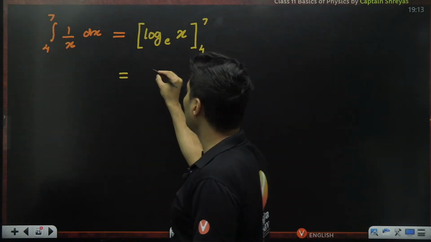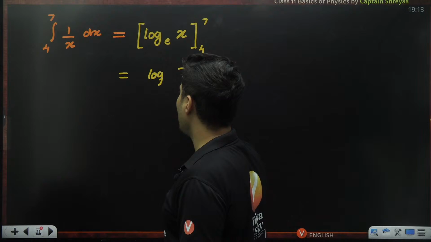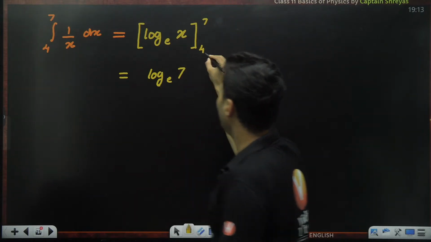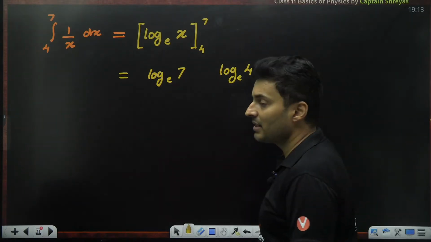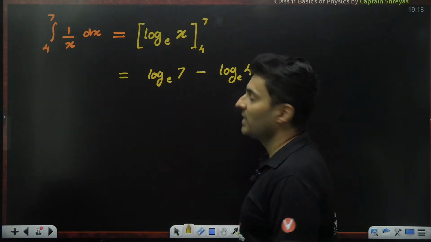What do I need to do? First put 7 instead of x. So log of 7. Okay, sir. Then put 4 instead of x. So log of 4 to the base e. Then subtract both of them.